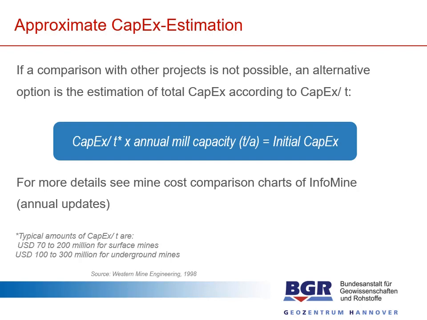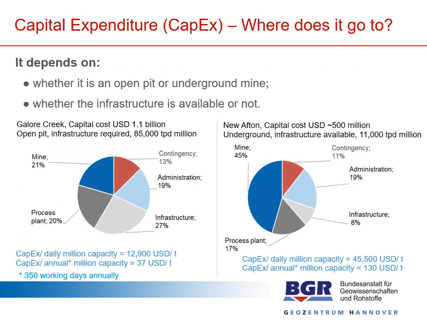And additionally, one has to see that, especially in the last 10 years, the capital expenditure did rise substantially per ton of material, because the ore grades were declining. So a lot more investment had to be done in order to produce a certain amount of end product. So I would suggest only to use it if there are no other possibilities. So, by the way, where does the capital expenditure go to? And this is highly dependent on whether you have an open pit or an underground mine, and whether the infrastructure is already available or not. On the left-hand side, you can see an open pit mine.